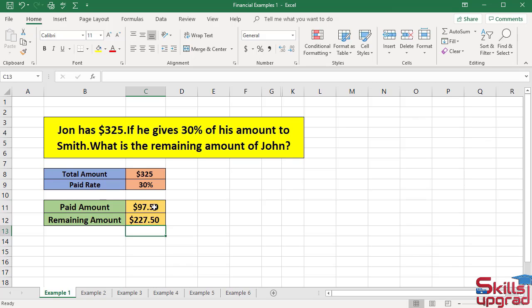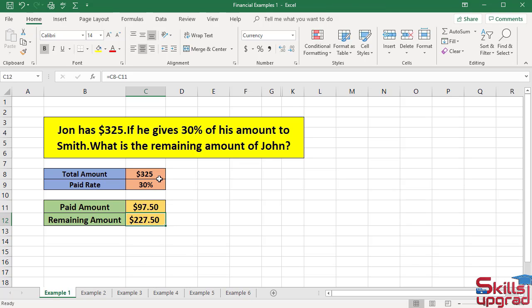John has remaining amount $227.50. He pays to Smith $97.50 from his money $325, and he has remaining amount $227.50. If you add these two cells values, you will have a result equal to total amount value.